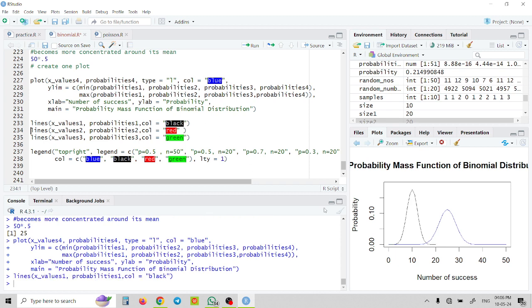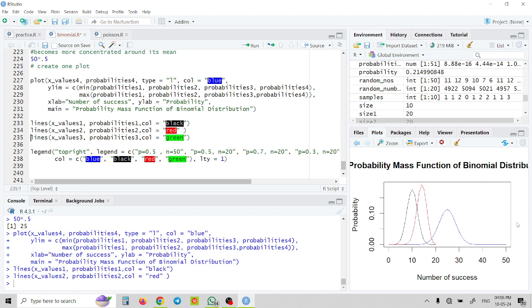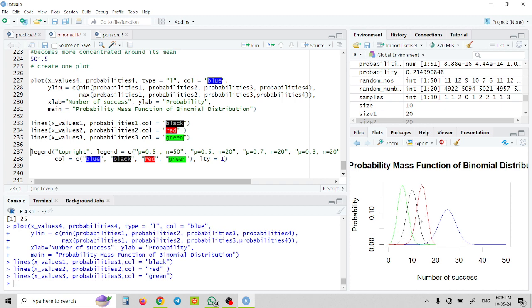Okay, so the diagram came here. Okay, merged to the previous diagram. Same thing we did for the second case. Okay, color red, it came here. Okay, third we can add with the green color, came here. Okay, now we can show the legend. These colors mean what, and what are the parameter values.